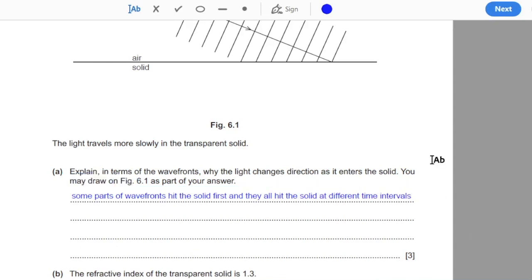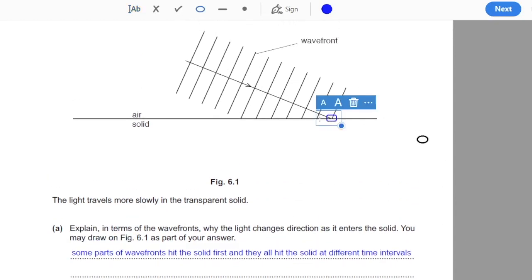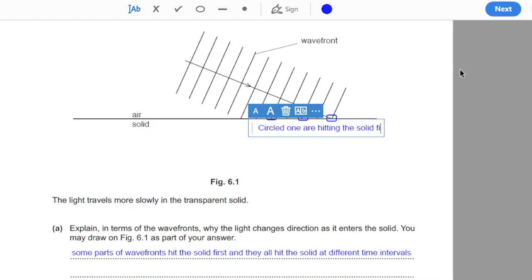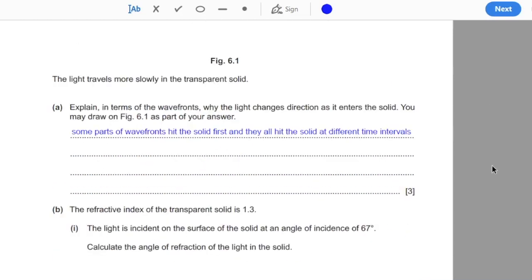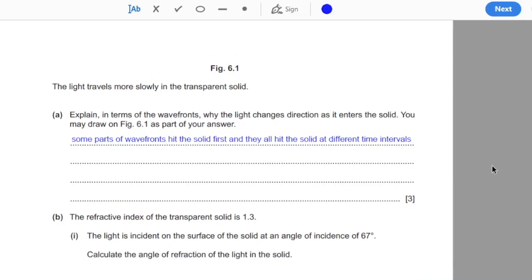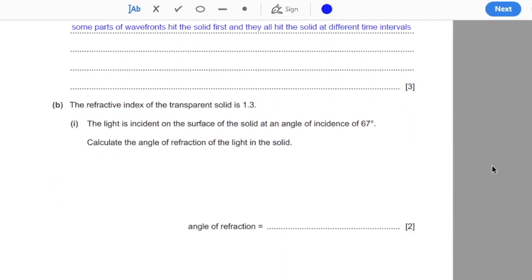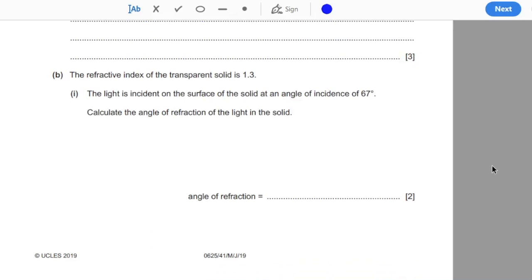And they say you may draw on figure 6.1 as part of your answers. This one over here, this one over here, and this one over here. These parts of their own wavefronts will be hitting the solid first. So you may indicate circled ones are hitting the solid first. And later on, the rest of the parts will be hitting the solid too, but they will be hitting at different time intervals. And this is the reason why the light will change its direction when it enters the solid. Otherwise, it won't. It will travel straight in air.